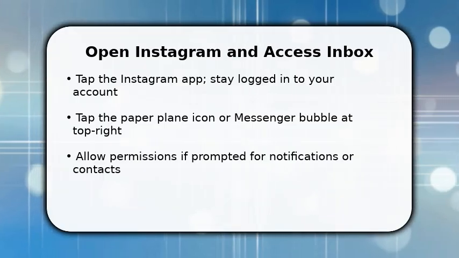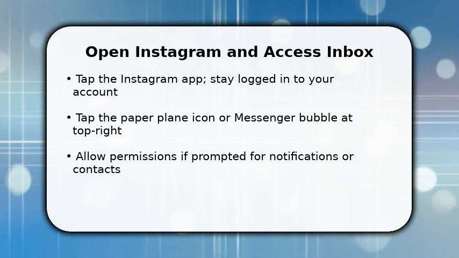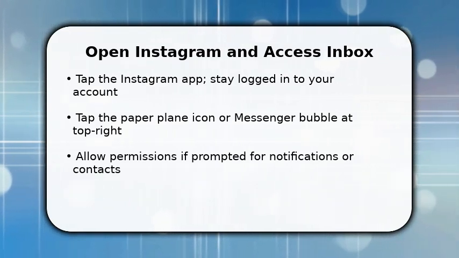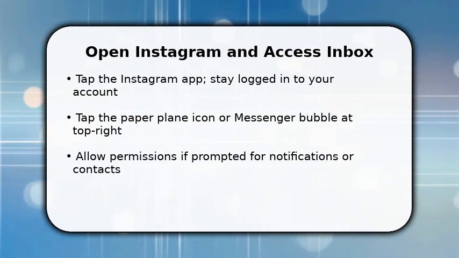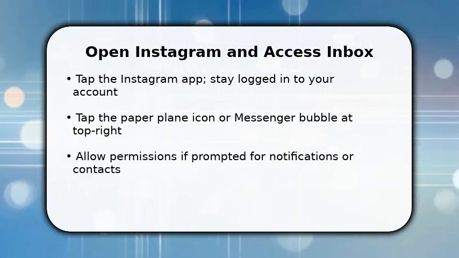You start by opening Instagram and going straight to your inbox. This is where messages live. Once the app is open, tap the paper plane or messenger icon at the top right to reveal direct messages.